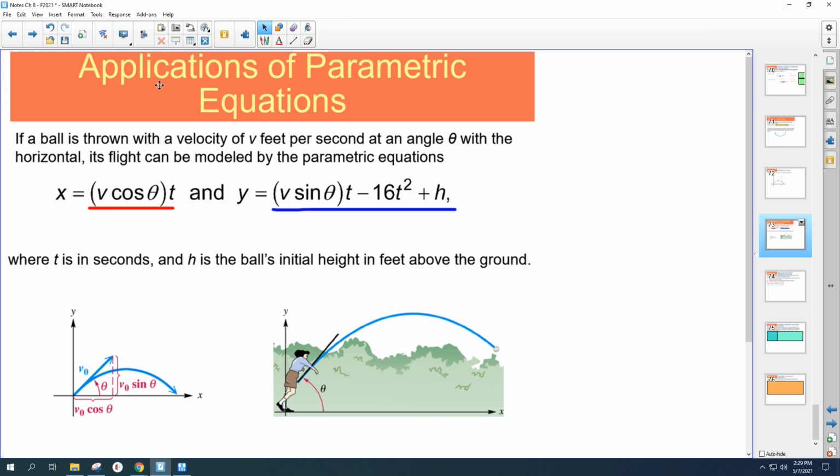Number 5, a different application. If a ball is thrown with a velocity of v feet per second at an angle of theta with the horizontal, its flight can be modeled by the parametric equations, this and this. You need to pay special attention to these two. These are going to be important for a special kind of story problem, but this is the x and this is the y. Usually they're going to give you an angle, theta, to plug in there. It's going to look really complicated, but what it's trying to describe is the path of this ball thrown by a person or launched by a launcher or something like that.